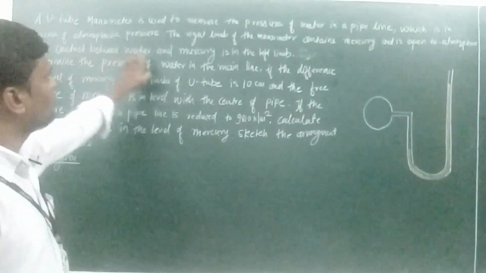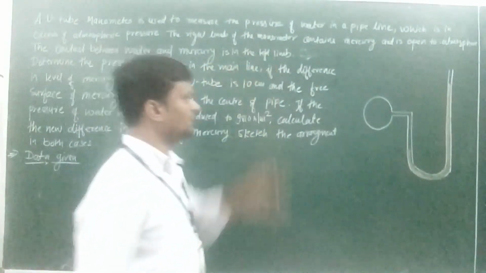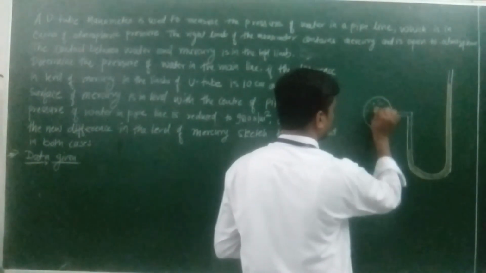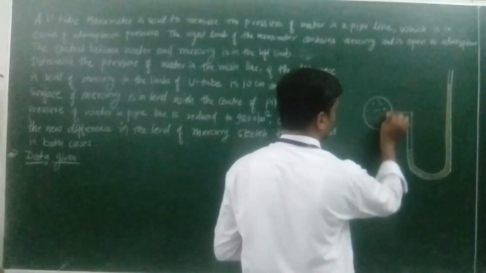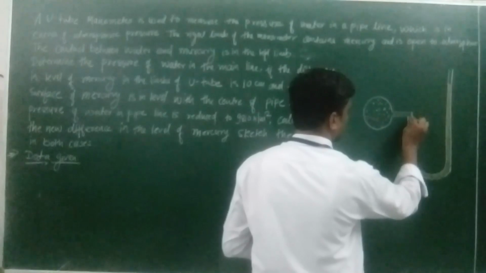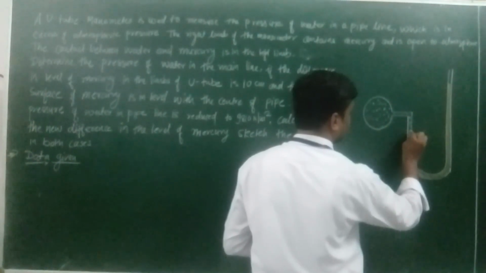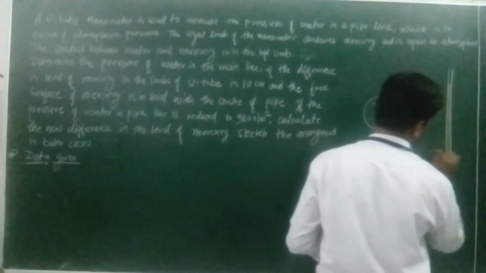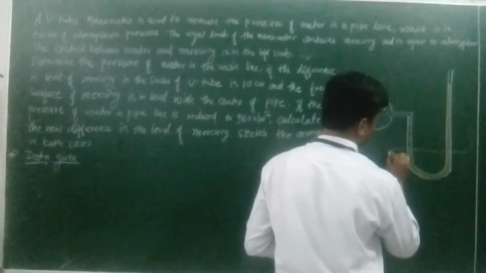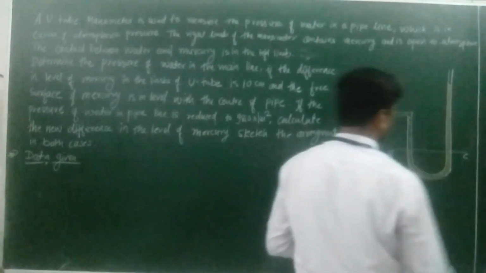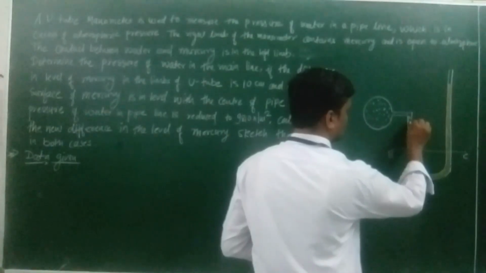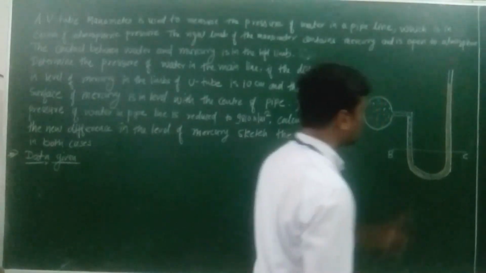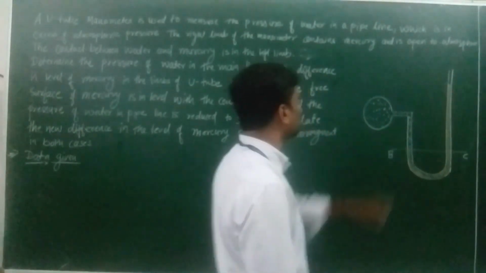The contact between water and the mercury is in the left limb. It means that this portion contains the water. This is the left limb of the U-Tube manometer, which contains the water. And in the left side of the U-Tube manometer, water and mercury come in contact with each other. So this is the point. We can assume this is point B and C, where the water and the mercury come in contact with each other on the left portion of the U-Tube manometer.